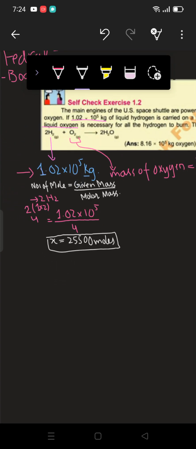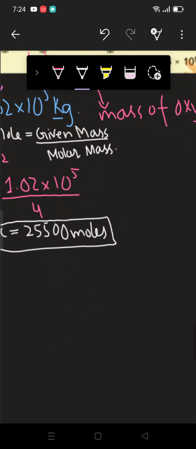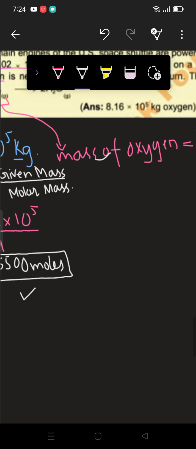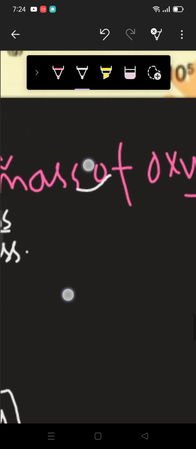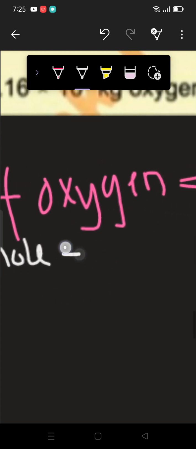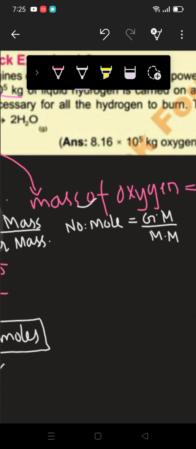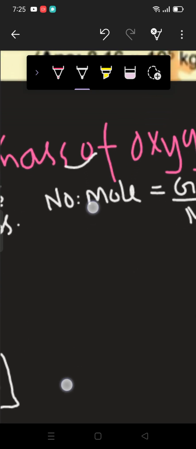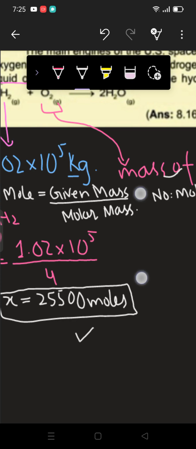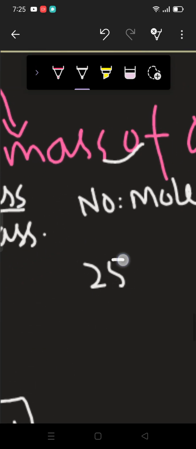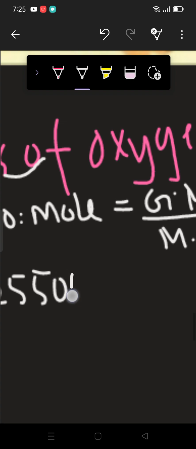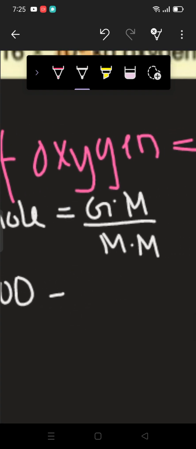Now you can easily find the mass of the oxygen, right? You can put this number of moles in this equation and find that. So again the same formula: moles is equal to given mass upon molar mass. The given mass we don't know, we need to find it. We know the number of moles, so let's put this number of moles here instead: 25500 is equal to the given mass.